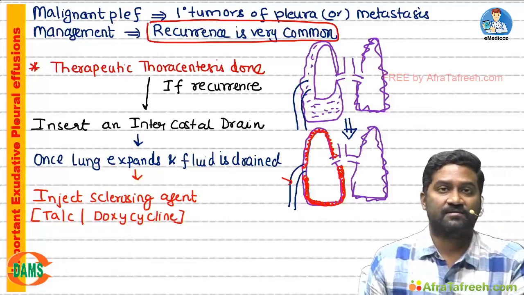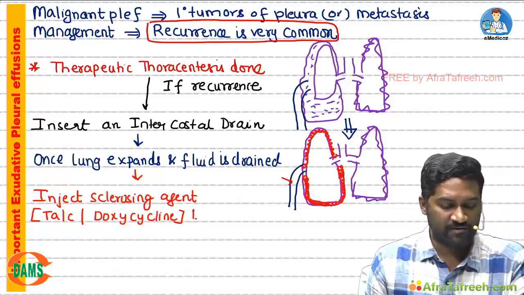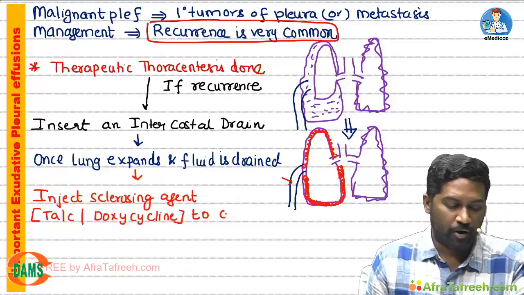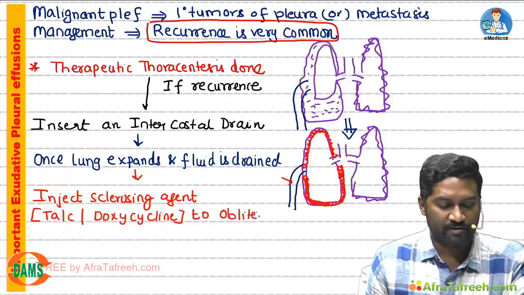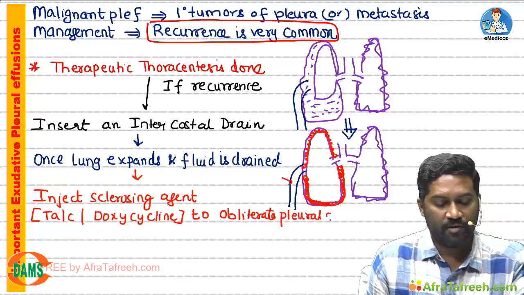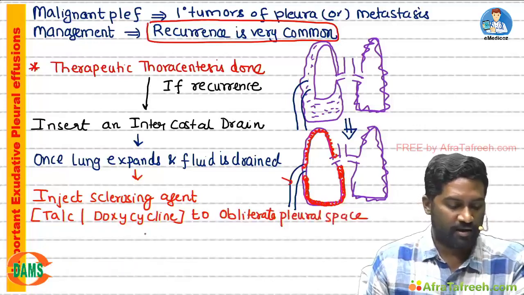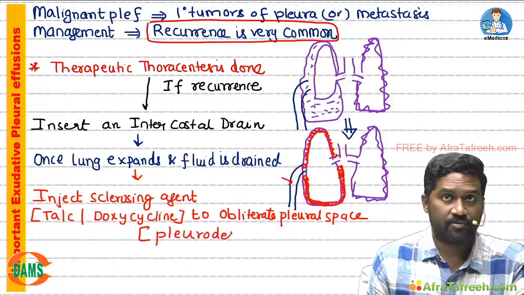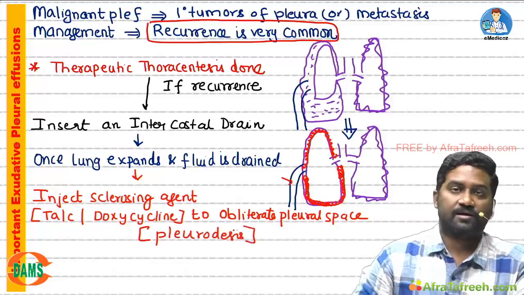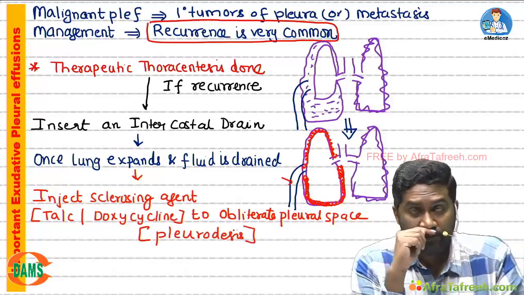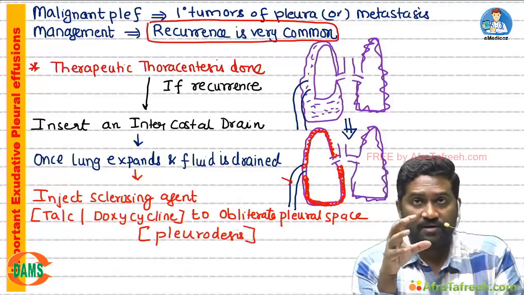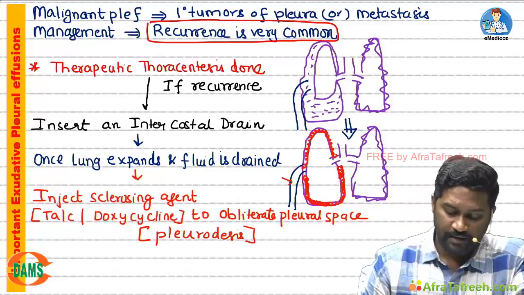Inject sclerosing agents such as talc or doxycycline to obliterate the pleural space. What is this phenomenon called? Pleurodesis. Now you can get a valid doubt. I am obliterating the pleural space. There might be some difficulty with respiratory mechanics.